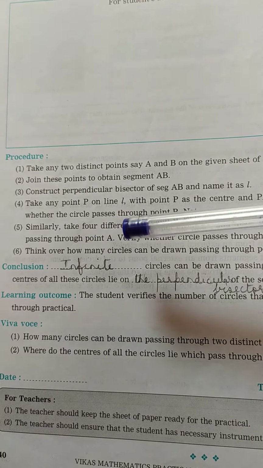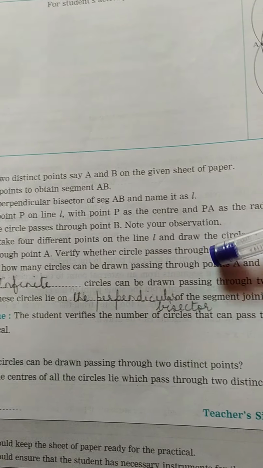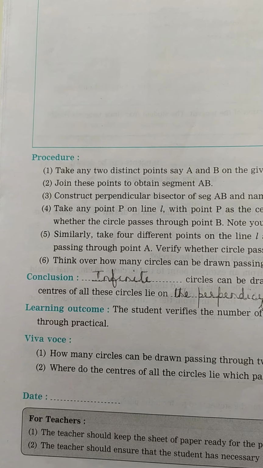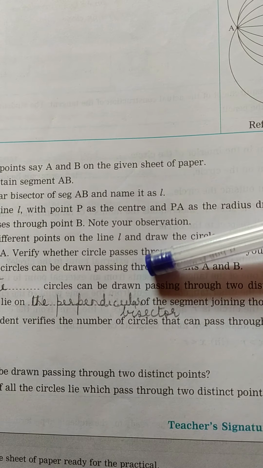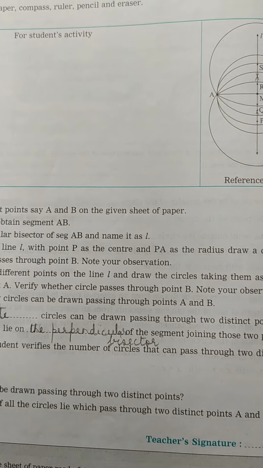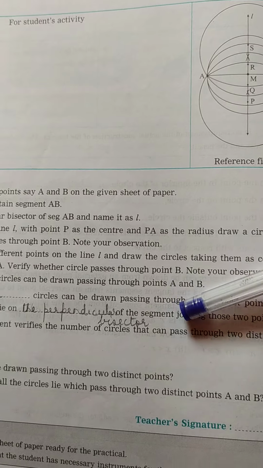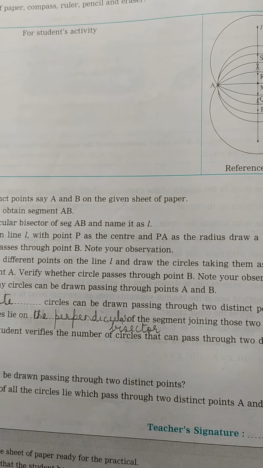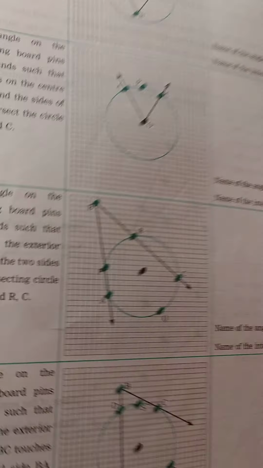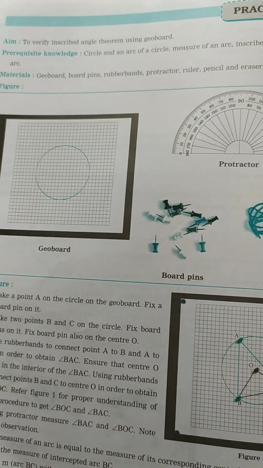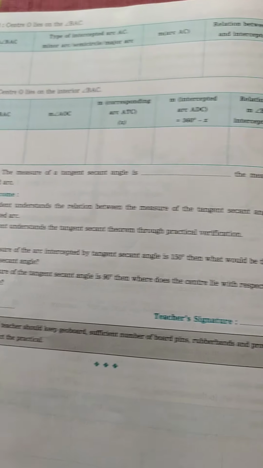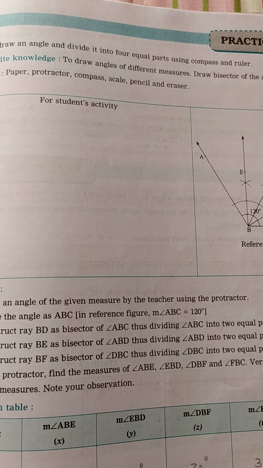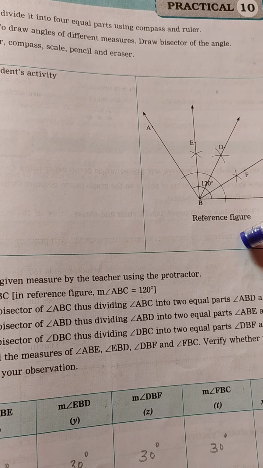And conclusion, you're going to write here, infinite circles can be drawn passing through two distinct points, and the centers of all these circles lie on the perpendicular bisector of the segment joining these two points. So this will be your conclusion. Okay. So that is about practical number 6. The next practical that you have to do is number 10. Practical number 10. To draw an angle and divide it into 4 equal parts using a compass and a ruler.